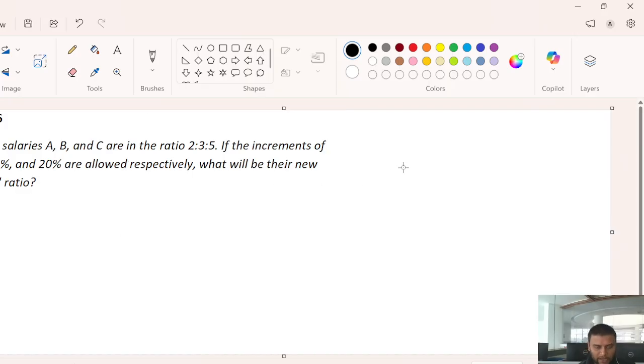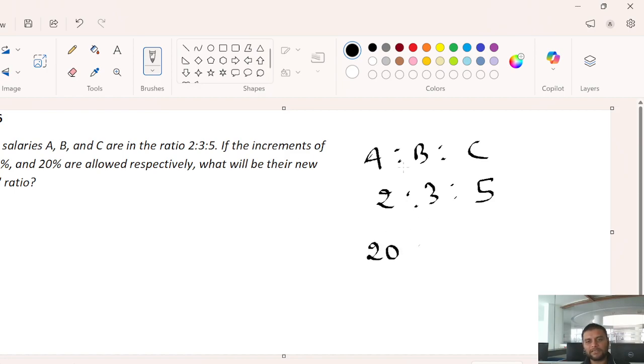Okay, look at this question, guys. This is also an easy question. The salaries of A, B, C are in the ratio 2 is to 3 is to 5. Now they say that there is an increment of 15% to A. Friends, when A's value is 2, if you feel some difficulty finding 15% of 2, what you can do is consider that 20 is A's salary, 30 is B's salary, 50 is C's salary. You can multiply with any variable over here.